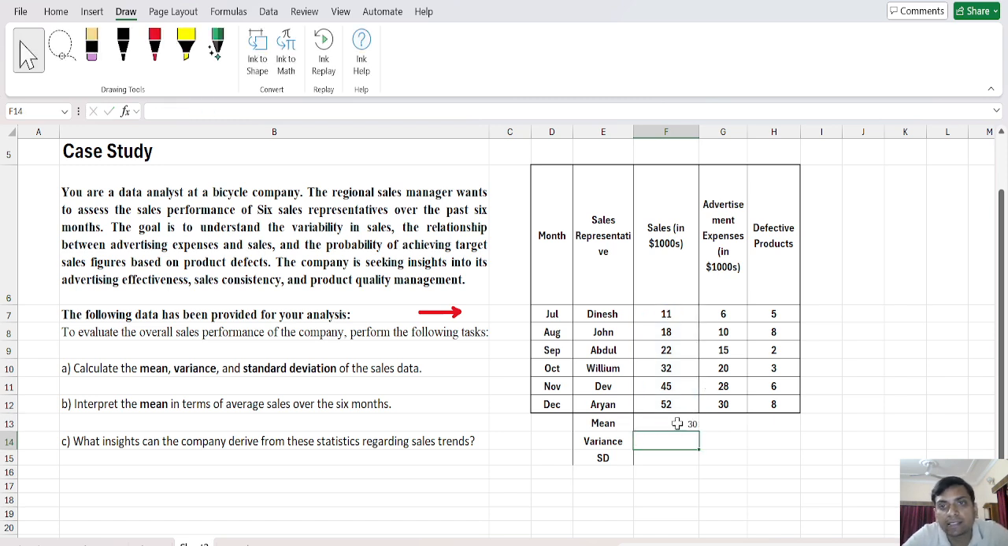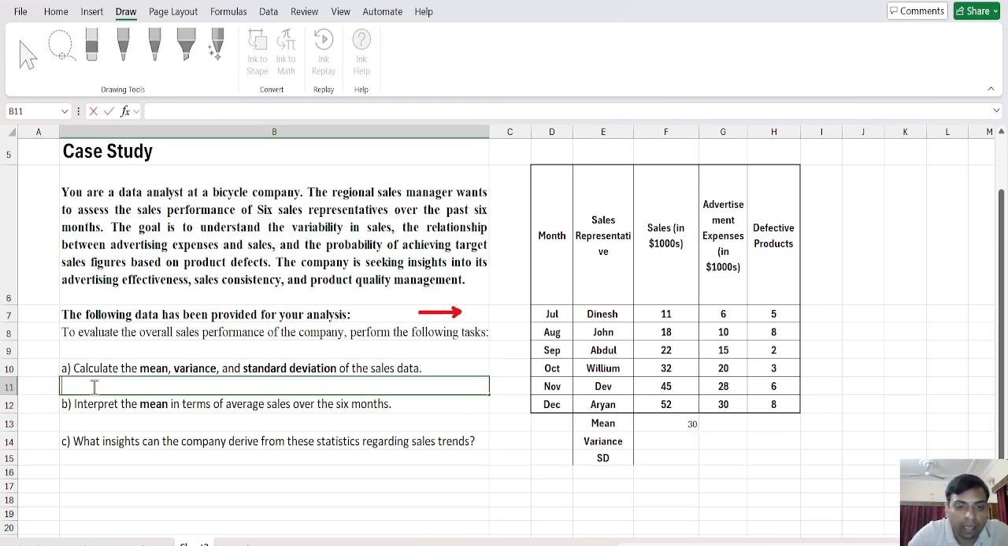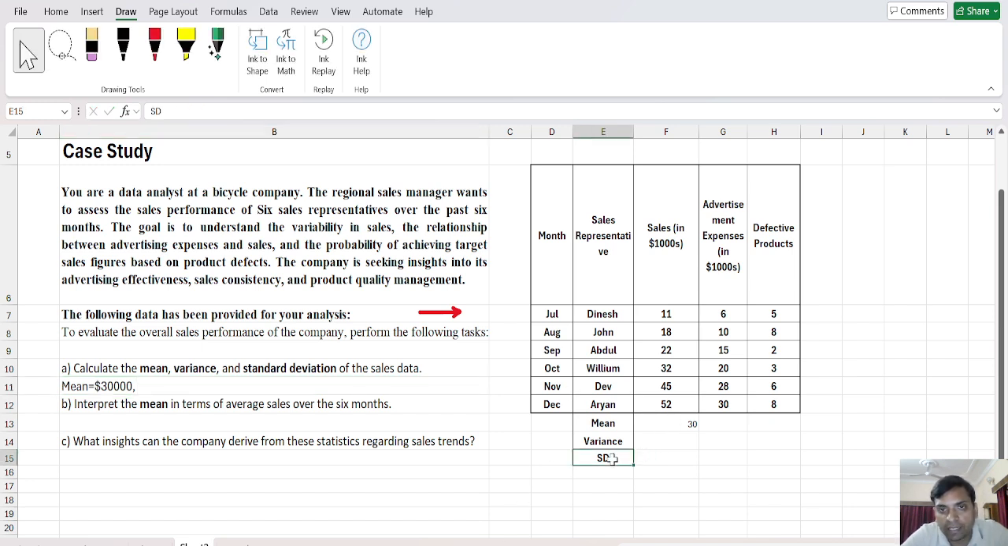So you will see this answer as 30, but your data is in 1,000. So you need to write your answer as mean equals to $30,000. And now the next is variance, but first we will find SD, because variance is the square of SD. So we will put equal symbol. Now this data is based on whole population, because total sales representatives are 6 and there is no consideration of sample. So we will find standard deviation for population.